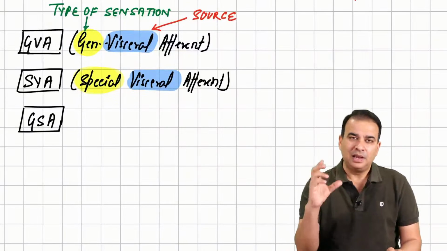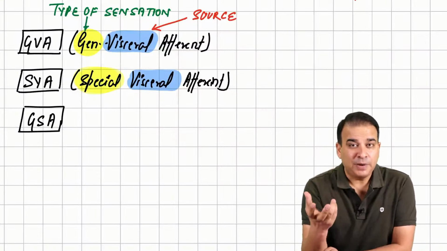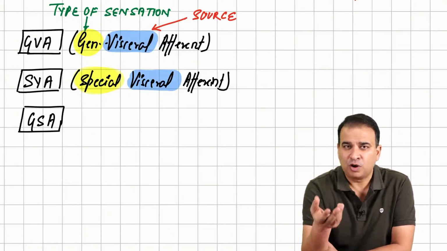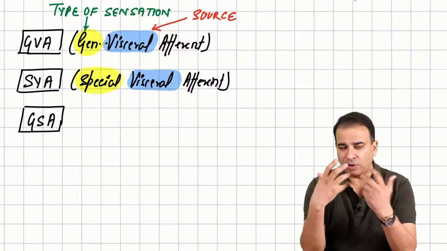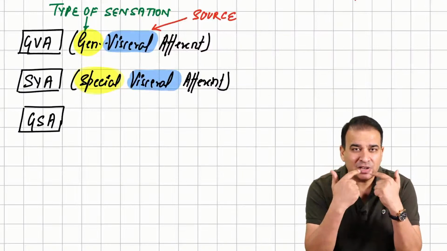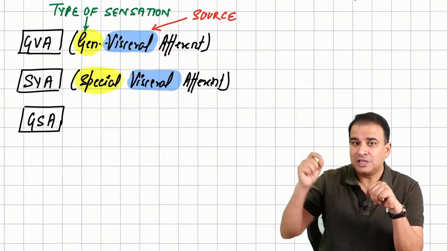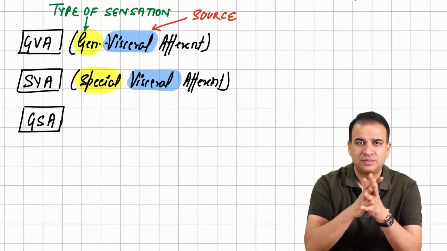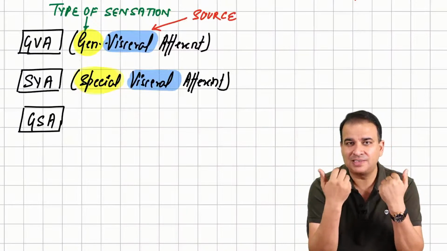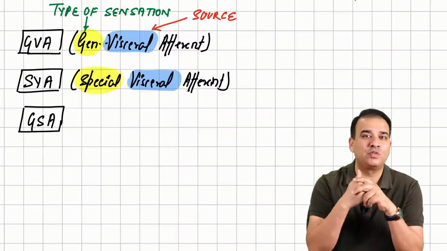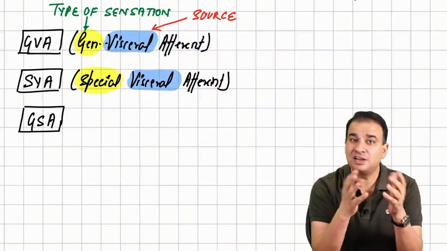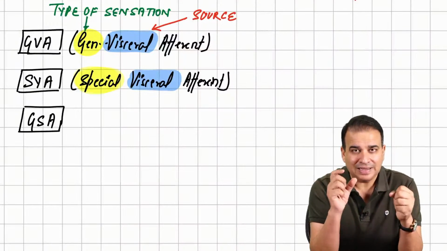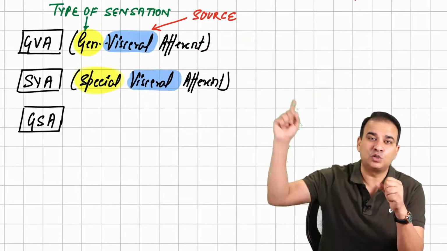Let's take an example. Say you're having a coffee. The temperature of the coffee is what kind of sensation? It is a general sensation. Whether it's hot or cold coffee, whatever you feel on the tongue is a general sensation, and it is coming from the tongue, which is a viscera. So it will go into the GVA column: general sensation from the viscera. Even if I accidentally bite my tongue, pain is a general sensation going from the tongue and will go into the GVA column. But the taste of the coffee is a special sensation, and that will go into which column?